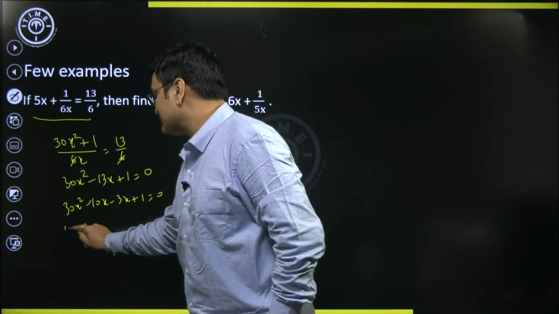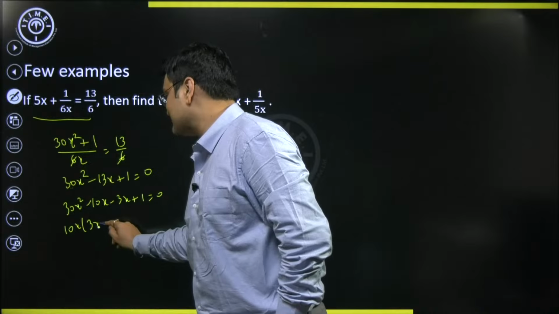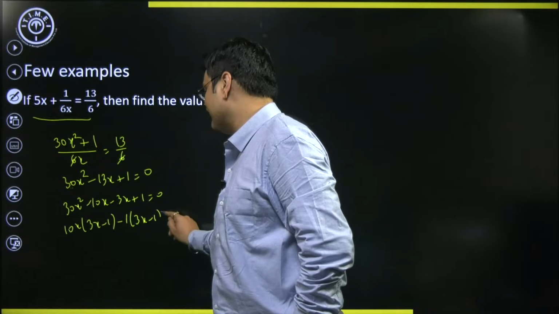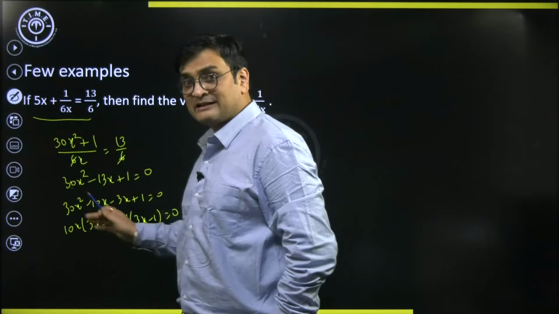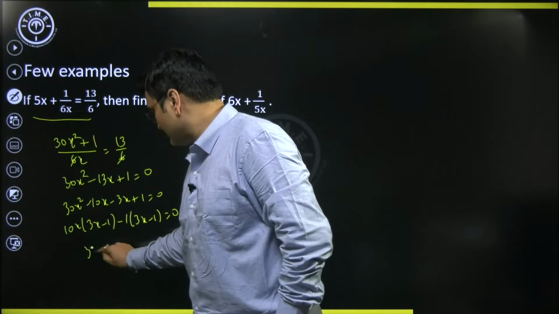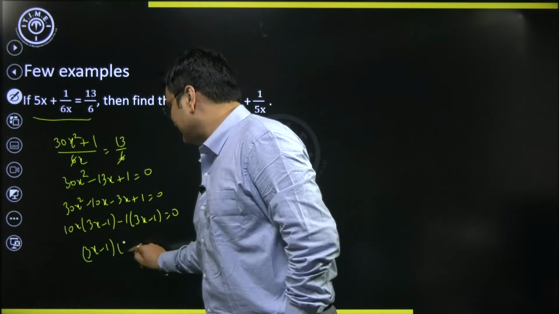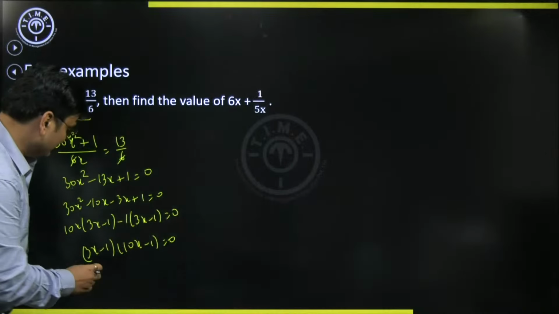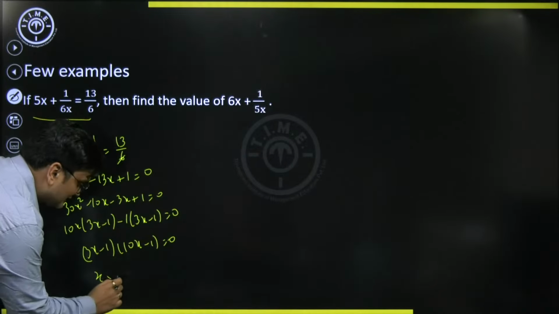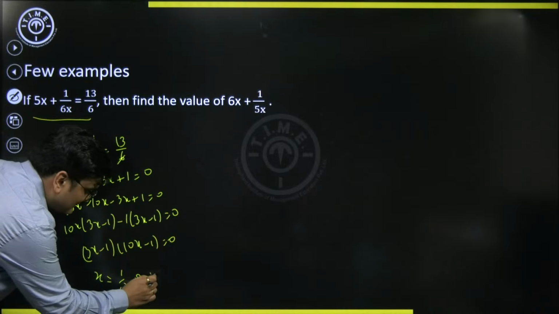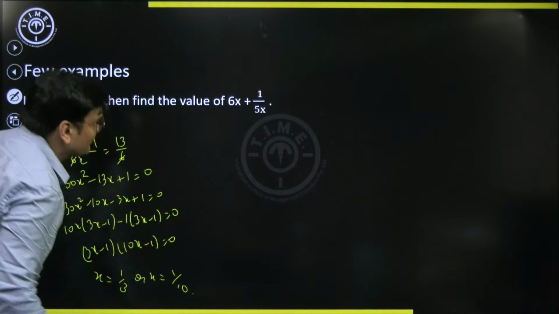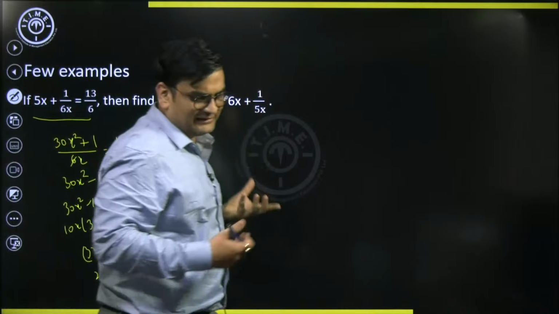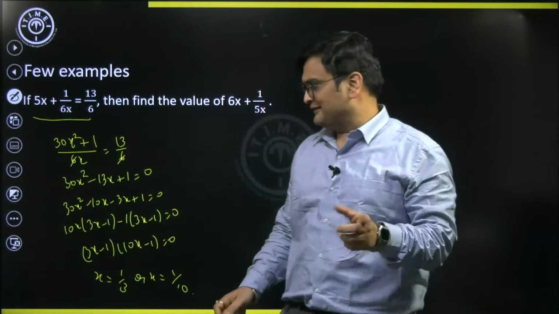I can take out 10x common, and 3x minus 1 is left. Here, minus 1 common, and 3x minus 1 again is left. Now I can take out 3x minus 1 common, and 10x minus 1 is left. So this would mean either x is 1 by 3 or x is 1 by 10. I'll substitute these values here and try to see what the value of the expression is. This is the usual way of solving this question.